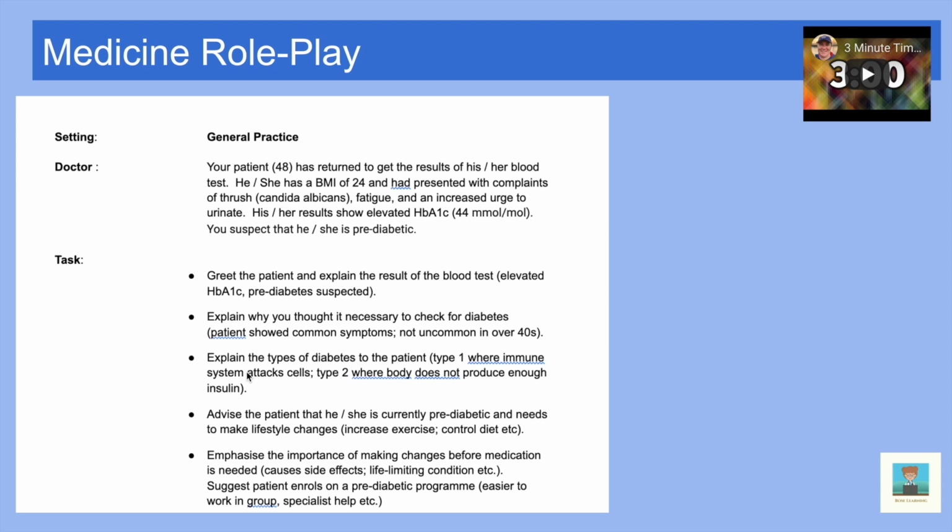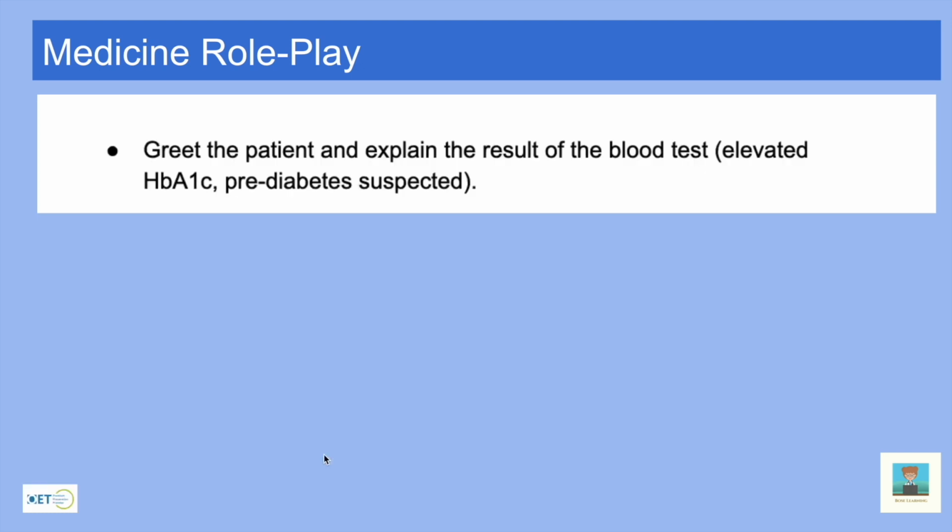And then you have to explain what diabetes is. So this refers back to what we've already looked at. You've got to advise the patient on making lifestyle changes and stress the importance of making these changes before it's too late, really. So let's have a look at how you can explain the result of the blood test. Of course, you greet the patient and welcome them back in, but how would you explain the result?